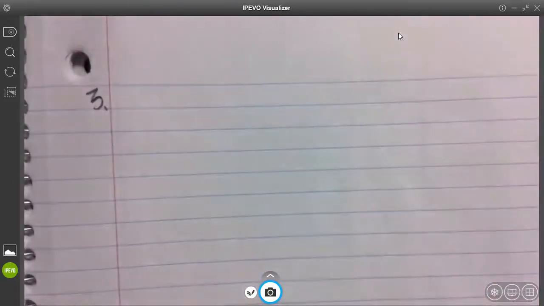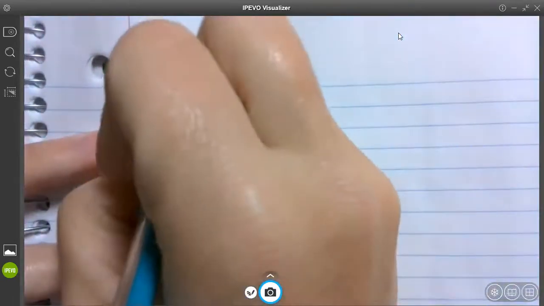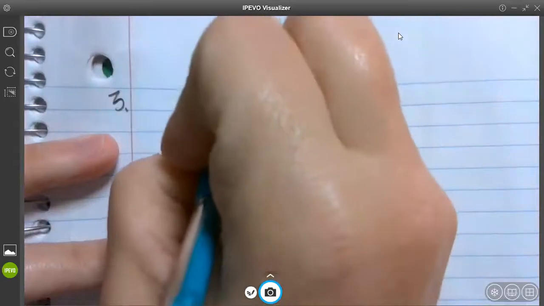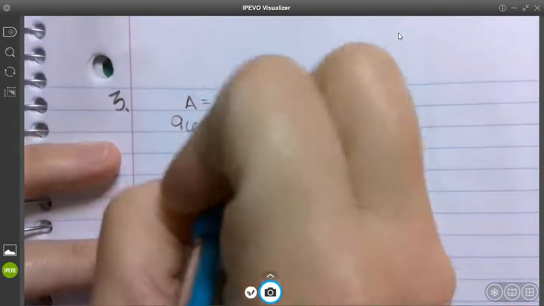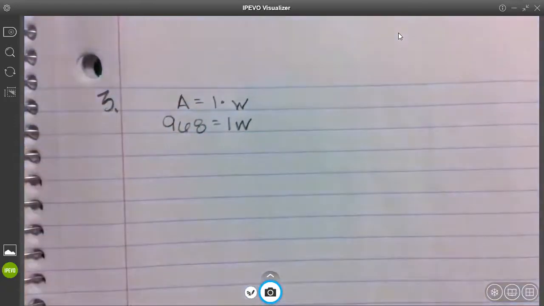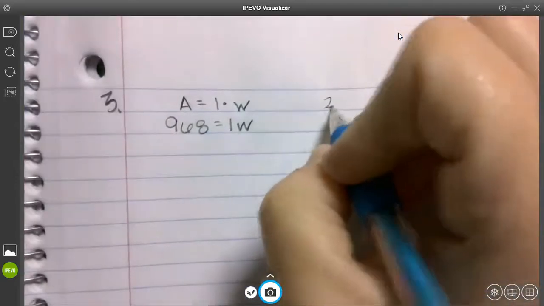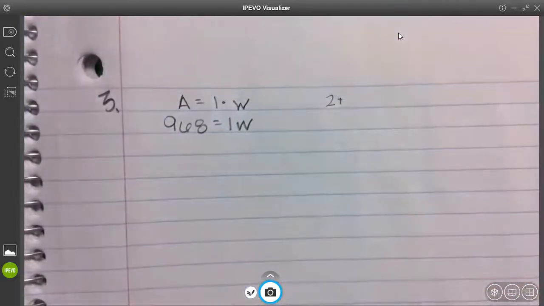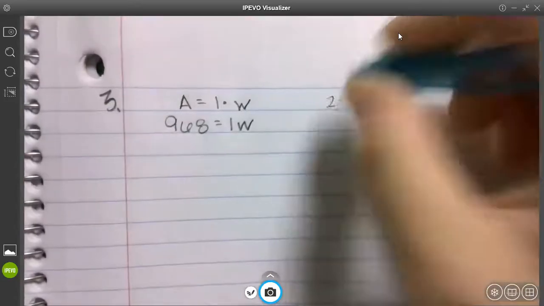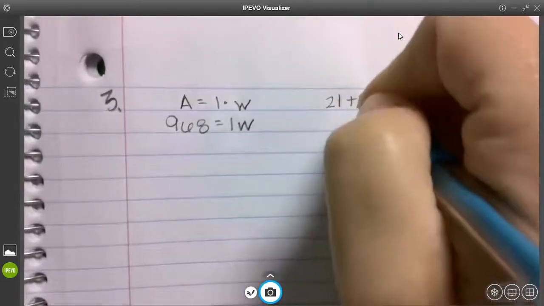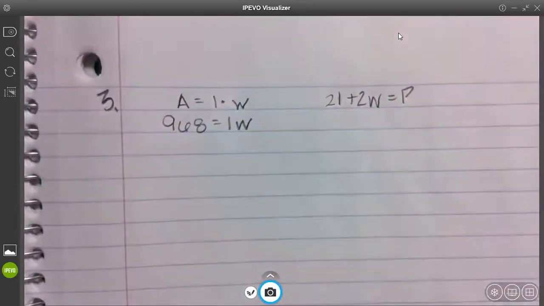So for number 3, it says find the length and width of a rectangle that has an area of 968. So if it's a rectangle, our area is length times width. It told us that our area was 968. Again, you can use X and Y, it doesn't matter. And then it said whose perimeter is a minimum. So our perimeter is 2L plus 2W.